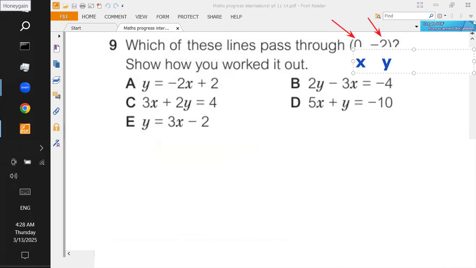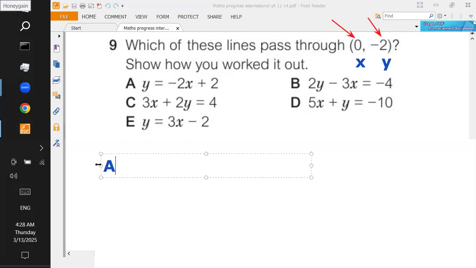Now, you're going to substitute the values and check the equation. You can substitute both, by the way, if you don't want to waste time, and then check. If it gives you the right answer, it means the point passes through the line. If it doesn't give you the right answer, it means it doesn't pass. For example, let's take A. So I'm going to put 0 instead of the x and negative 2 instead of the y and check if it's the right answer or not.